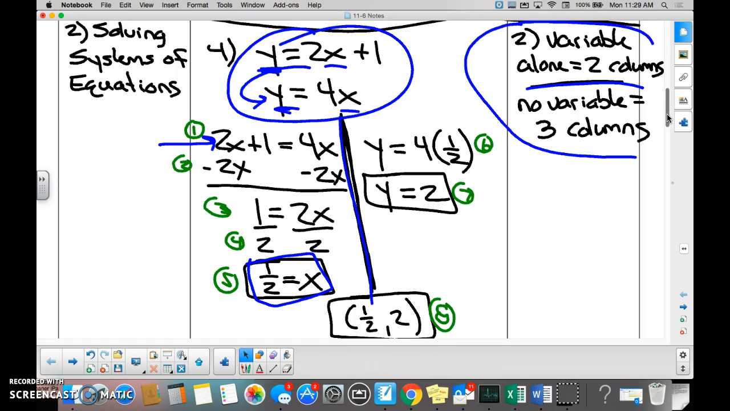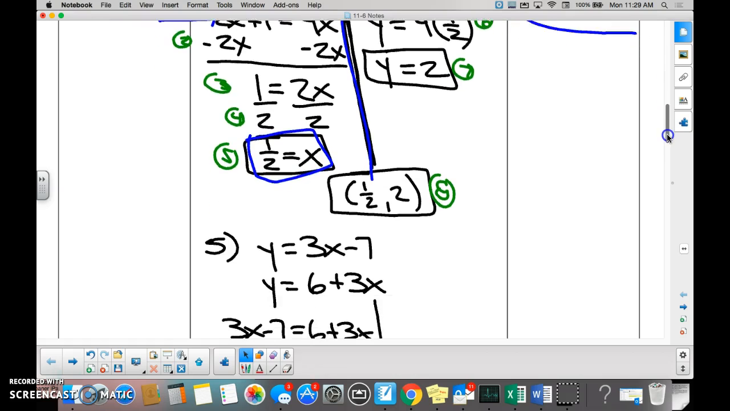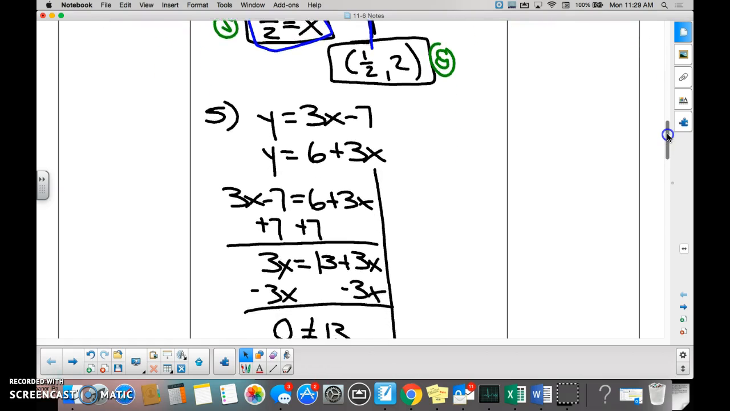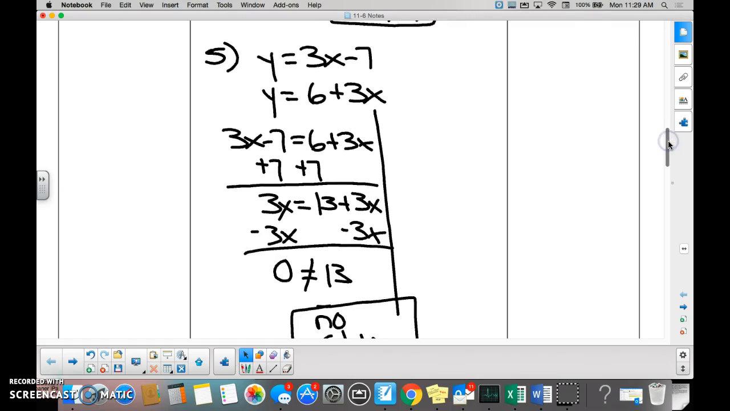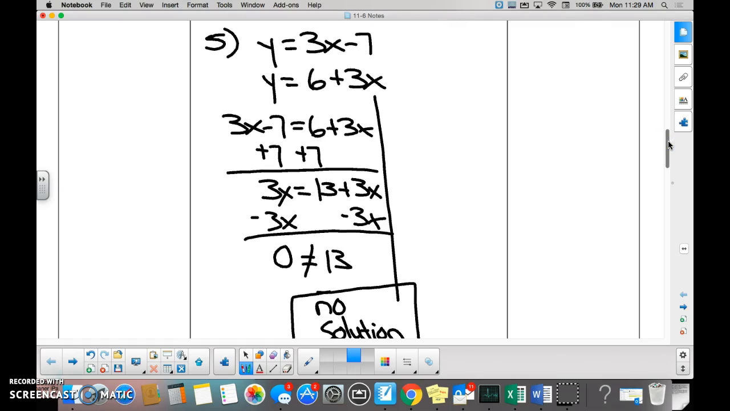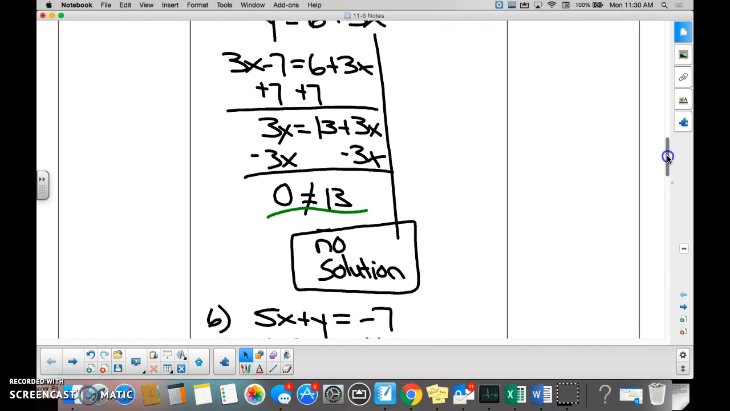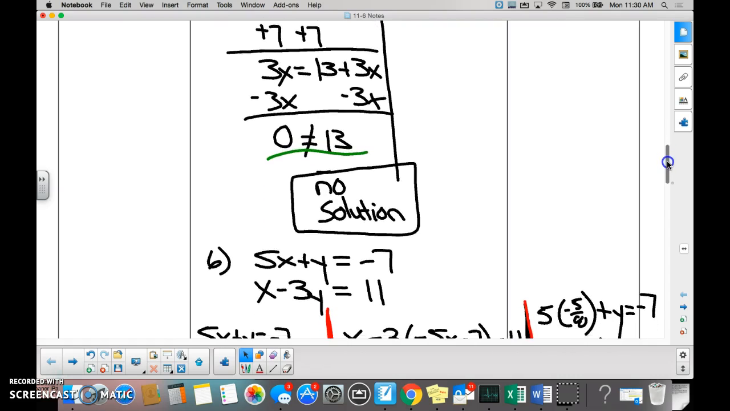Sliding on down. Do we have variables alone here on number 5? What happened though? Remember this guy? When we solved, we had 0 is equal to 13, which isn't equal, and therefore we have no solution. So if that happens, you're done. There's nothing else to do. I would probably double check to make sure you didn't make an error somewhere.